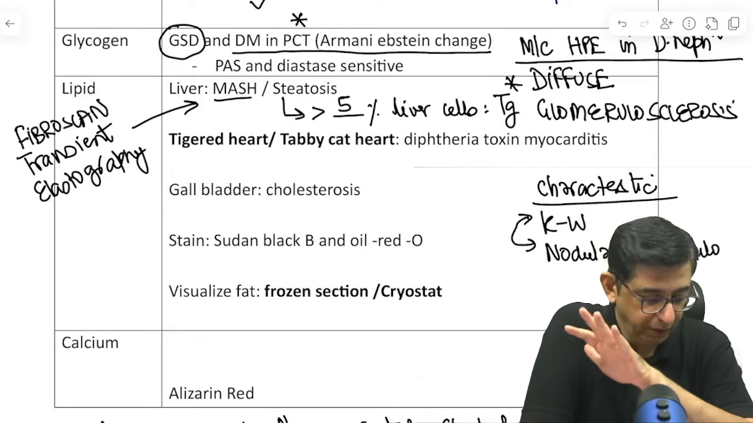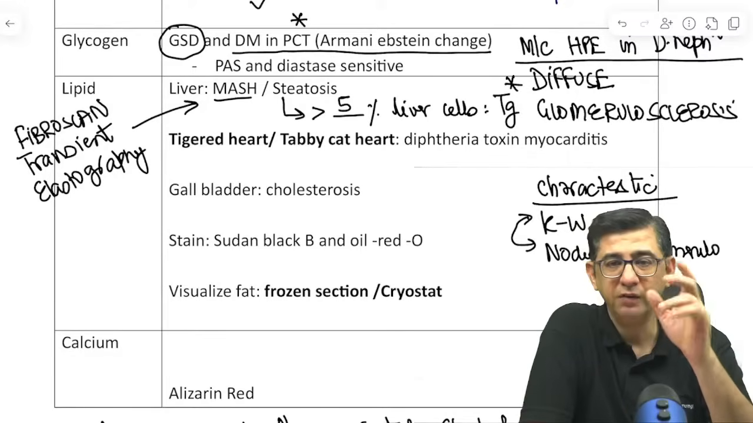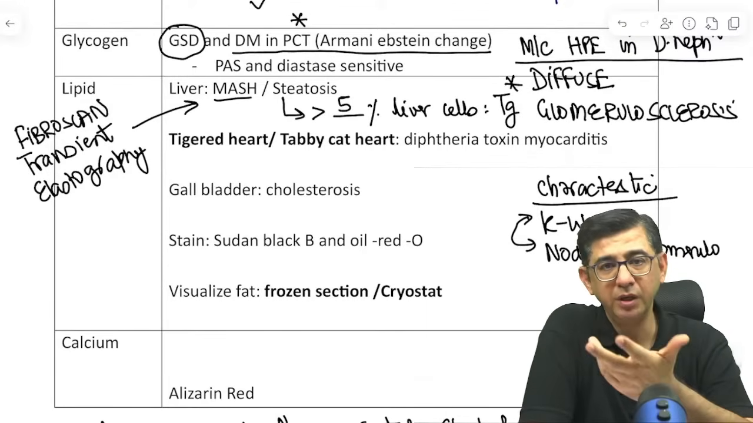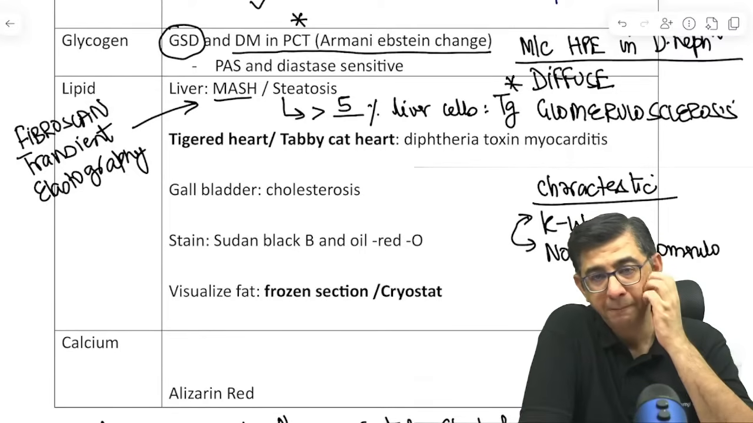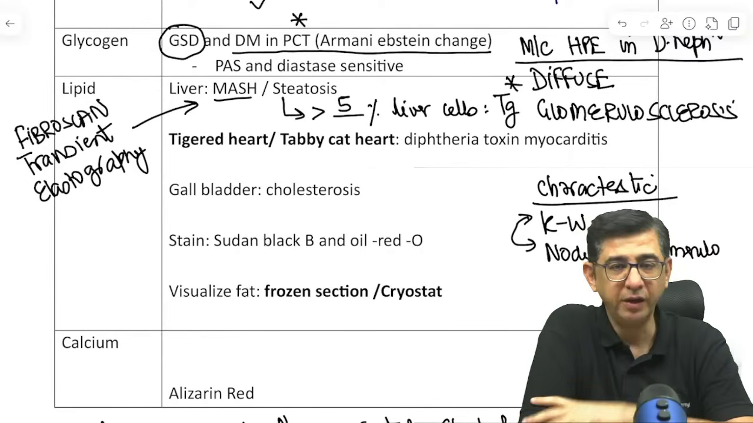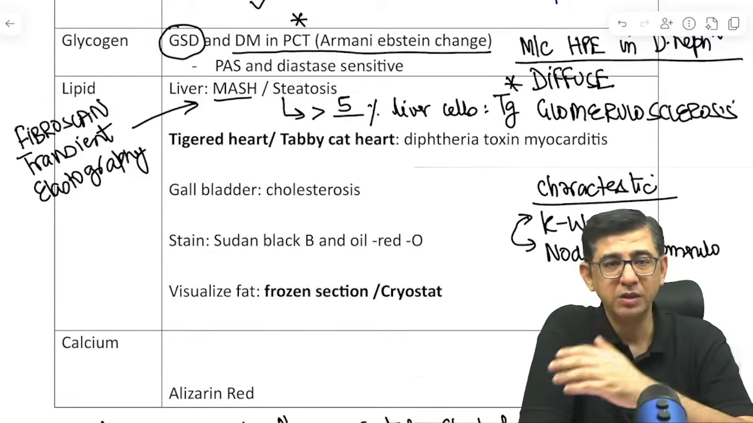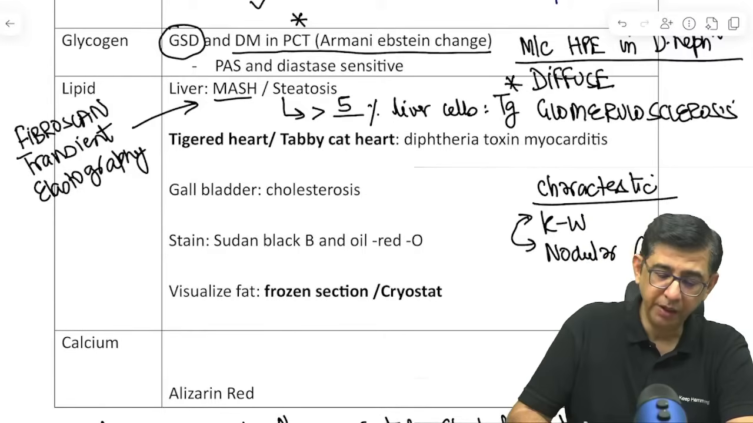I will repeat that again: more than 5% of cells having triglyceride deposition, not cholesterol, that is fatty liver. Then comes tigroid heart appearance.